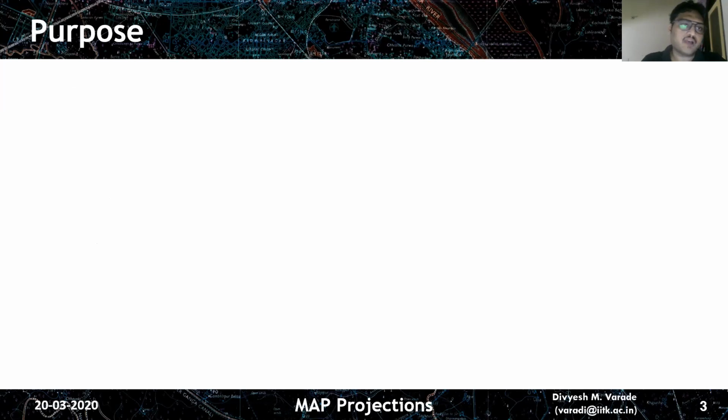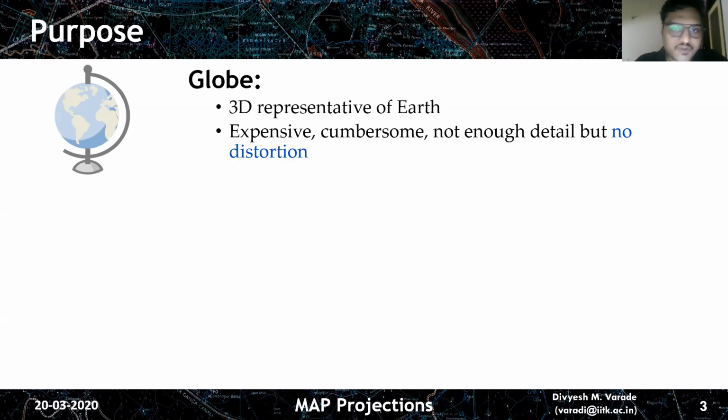So, the purpose of having a map. We know that the best representation of the Earth is basically the globe that you used to use in your school days. The globe is a 3D representation of Earth. We've seen different sizes of globes, from very small, tiny ones that you used to give to your friends and teachers, to large ones that are probably in your geography classes.